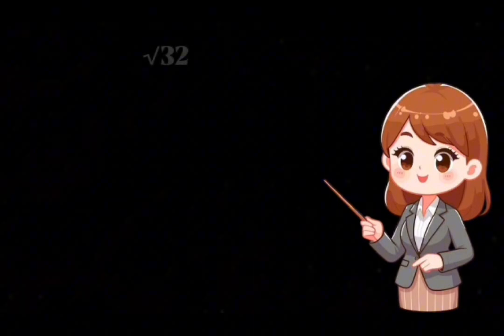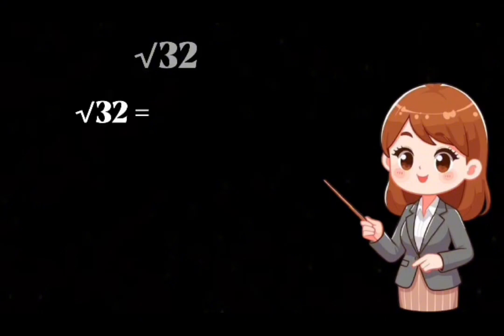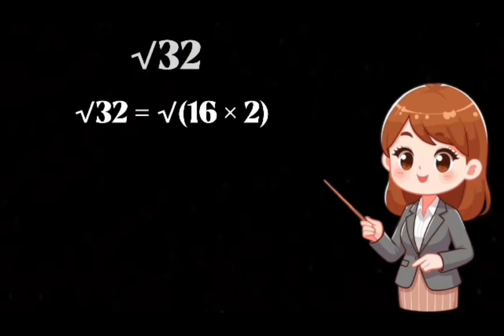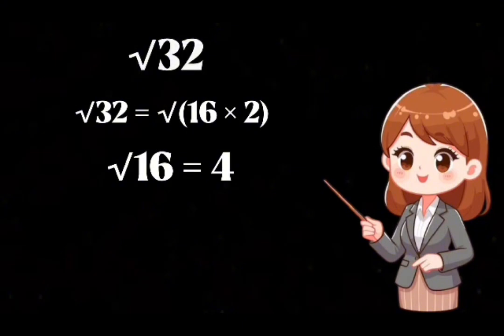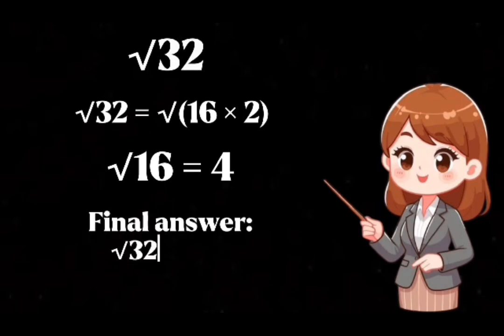Let's move on to square root of 32. To make square root of 32 simpler, we factor 32 into numbers we know well. Since 32 is equal to 16 times 2 and 16 is a perfect square, we take out the square root of 16, which is 4. This leaves only square root of 2 under the radical, so the square root of 32 becomes 4 square root of 2.